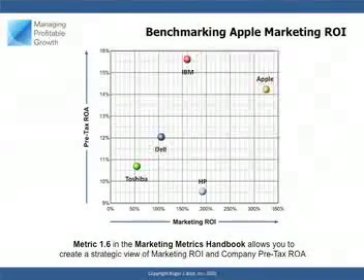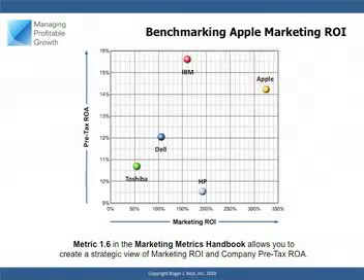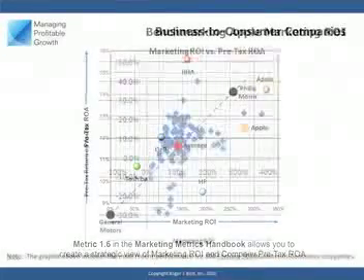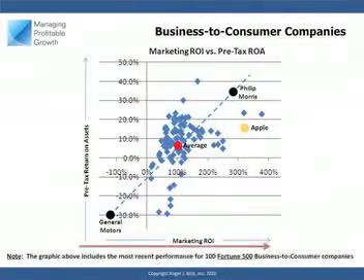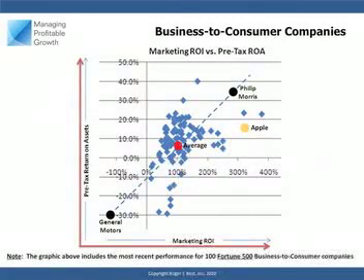Metric 1.6 allows you to benchmark your company against 1 to 4 other companies. In this figure, we can see that Apple's high level of marketing ROI helps build a stronger pre-tax return on assets. We can further validate the importance of marketing ROI by comparing this relationship using 100 of the Fortune 500 business-to-consumer companies. Companies with a higher marketing ROI tend to produce a higher pre-tax ROA. This is also true for other industry sectors, such as business-to-business, high-tech, energy and materials, and services.